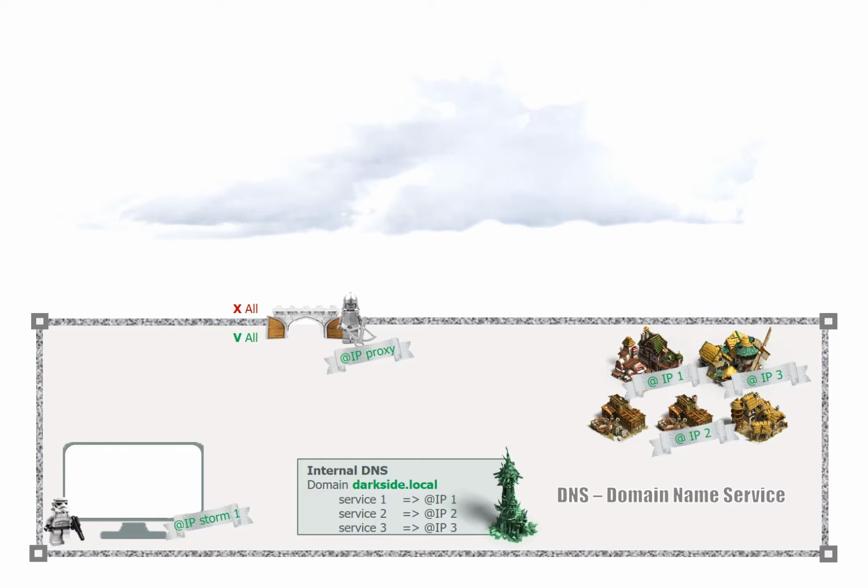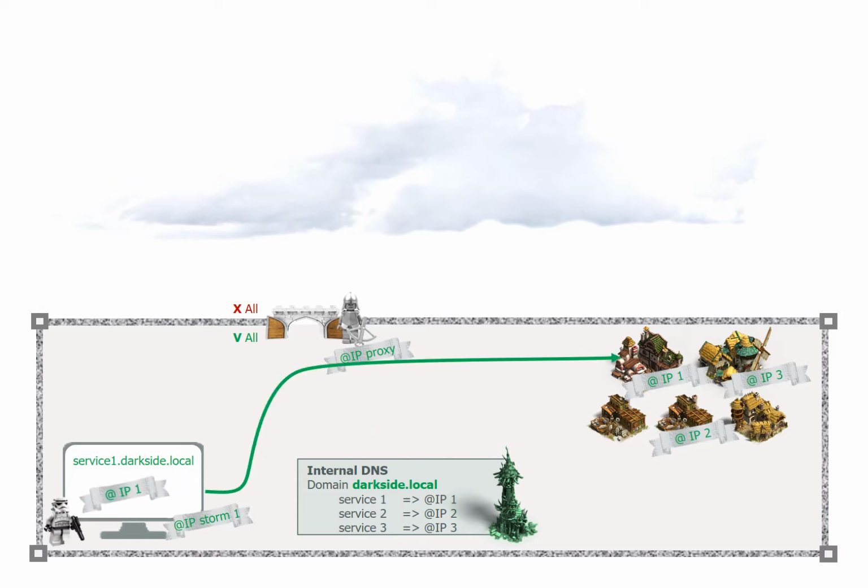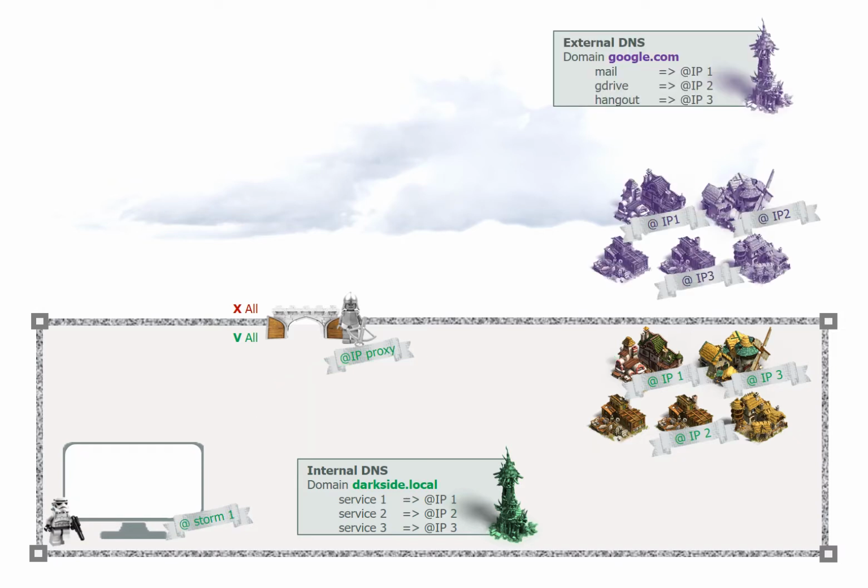So anytime he wants to access something on the network, he asks the DNS. In his browser, he will type, for instance, service1.darkside.local. The computer will then ask the DNS for the IP address of service1, retrieve the address, and connect to service1 directly. Okay? And on the internet, you also have what is called an external DNS.